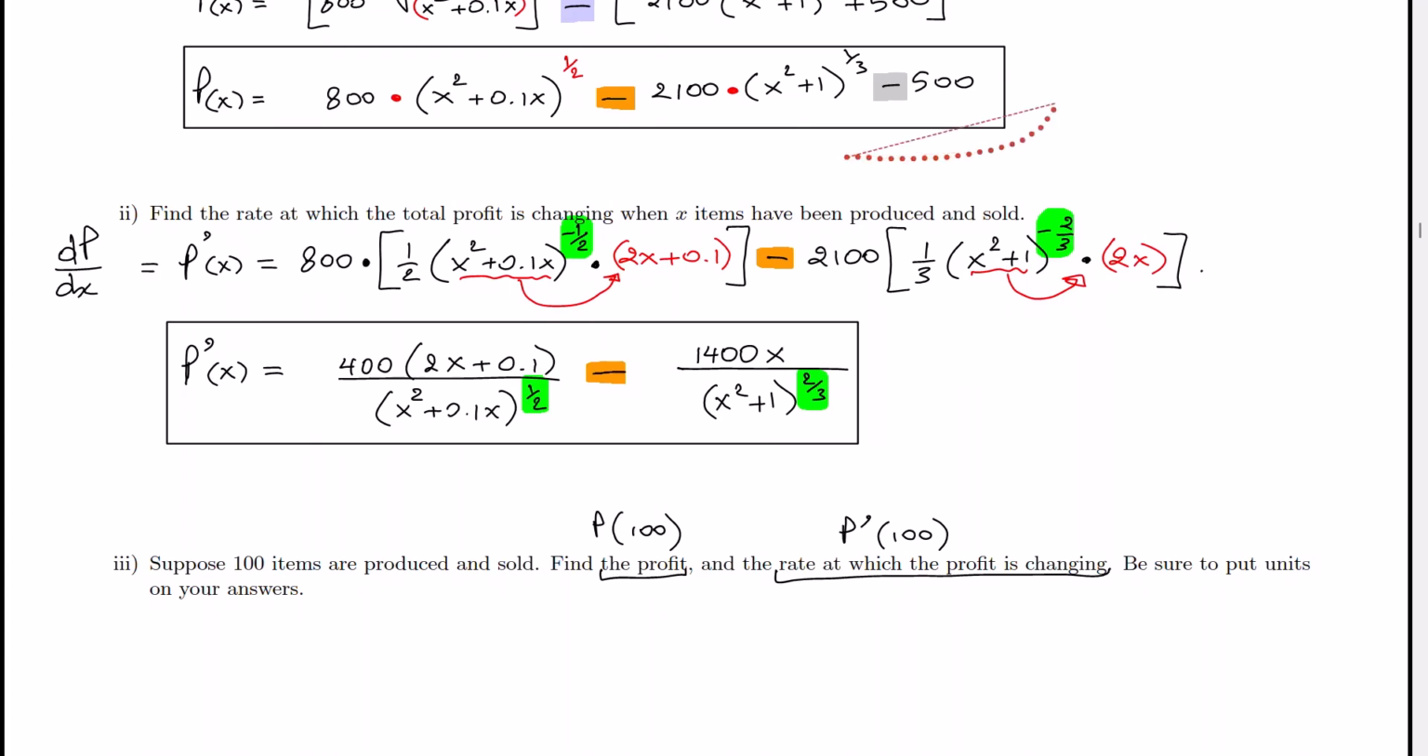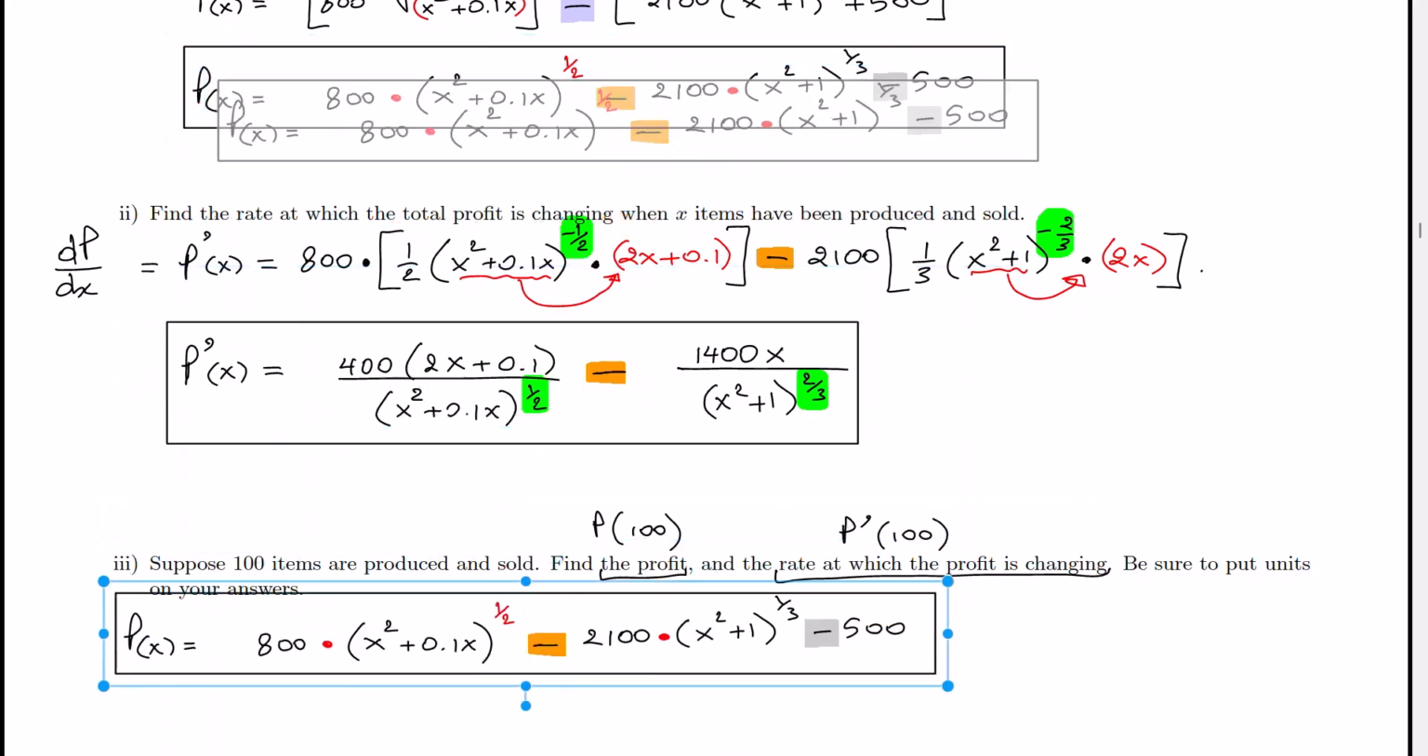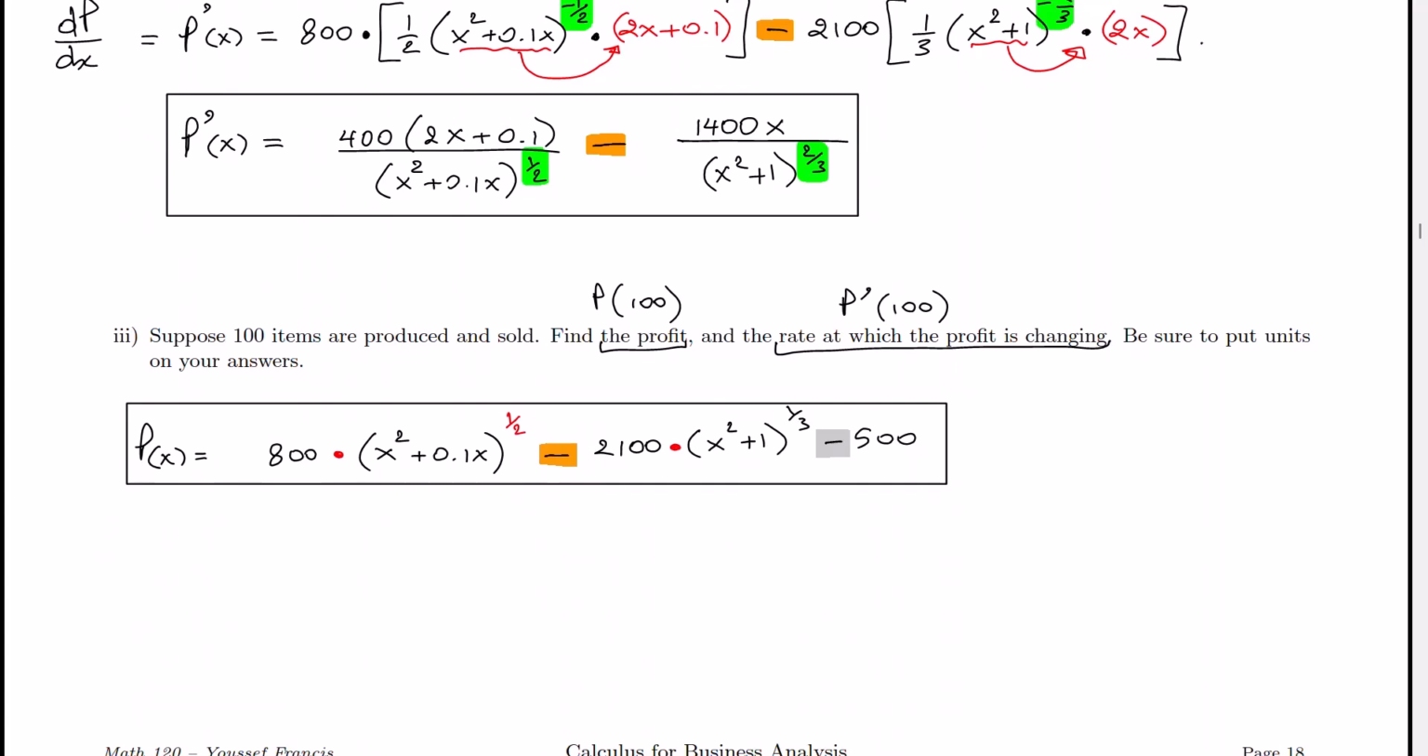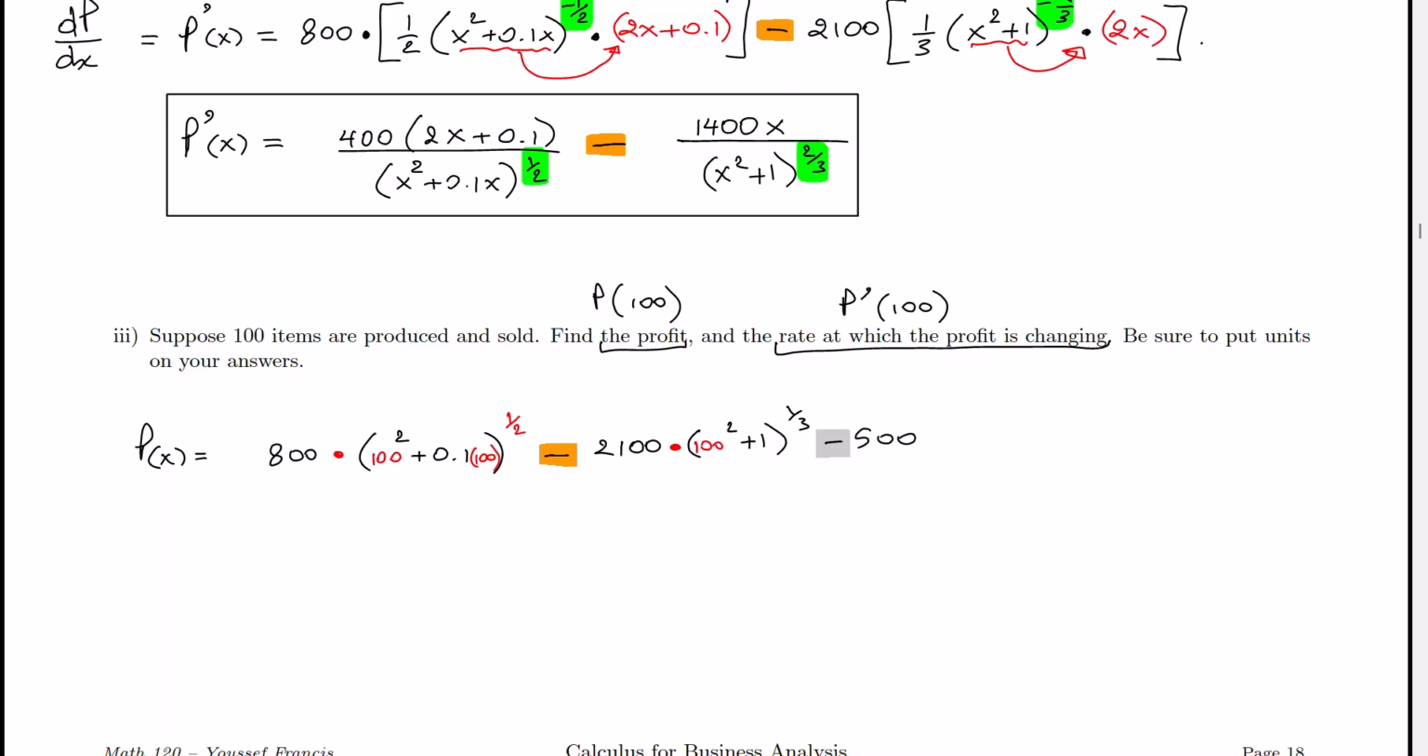So let's begin with the p of x. I'm just going to grab it from the top of the problem and bring it down, and also replace all the x's with 100 to see what I get. So x is 100, so we're going to replace it with 100 everywhere, and we can put this in our calculator to get the final answer.